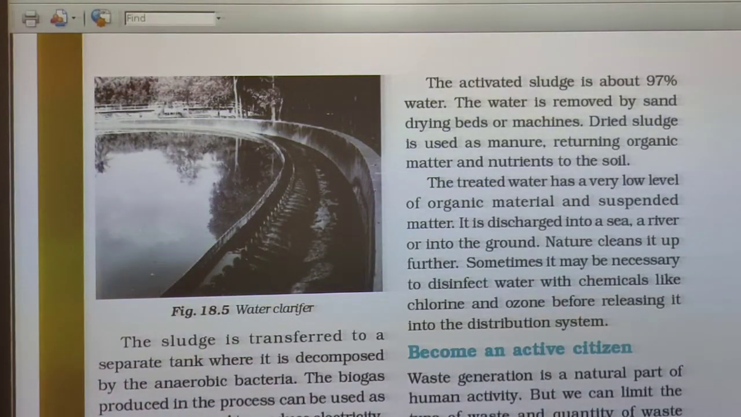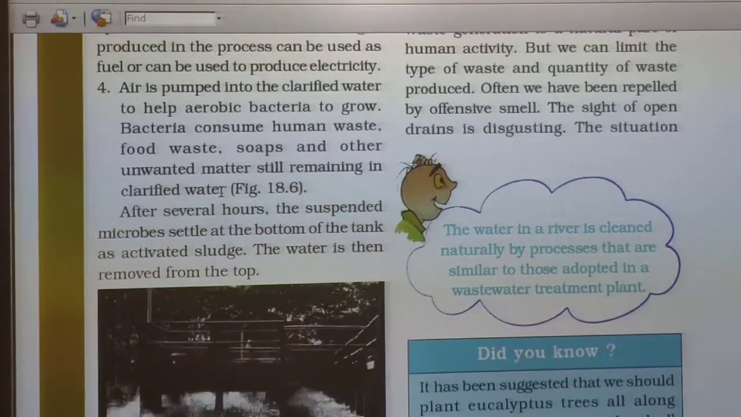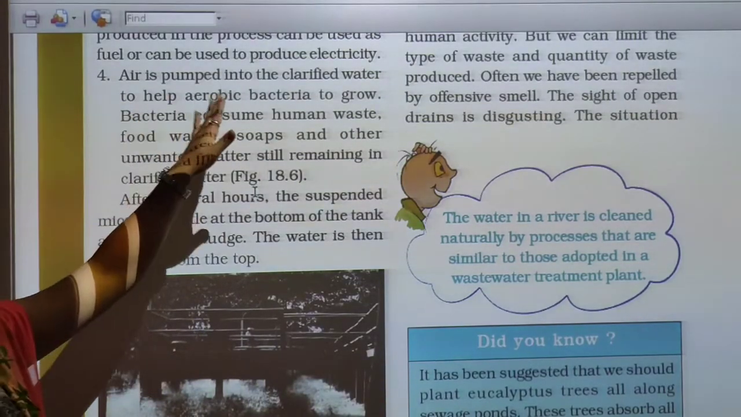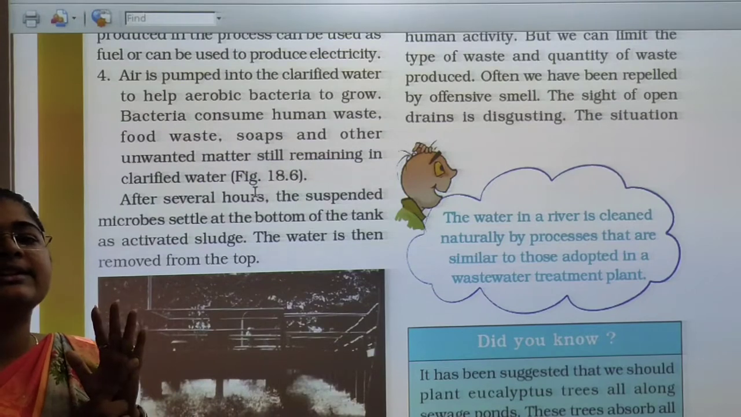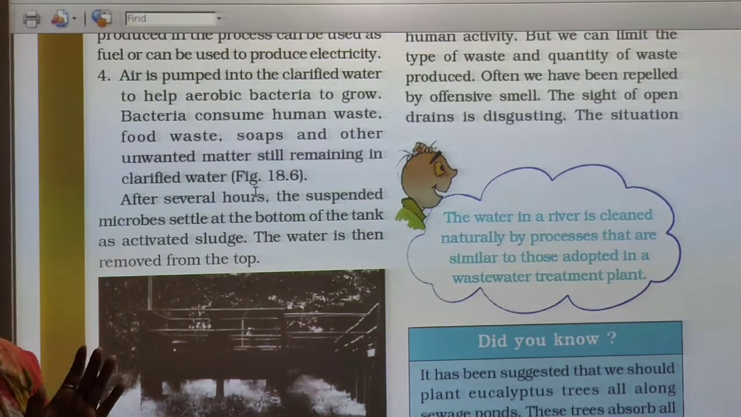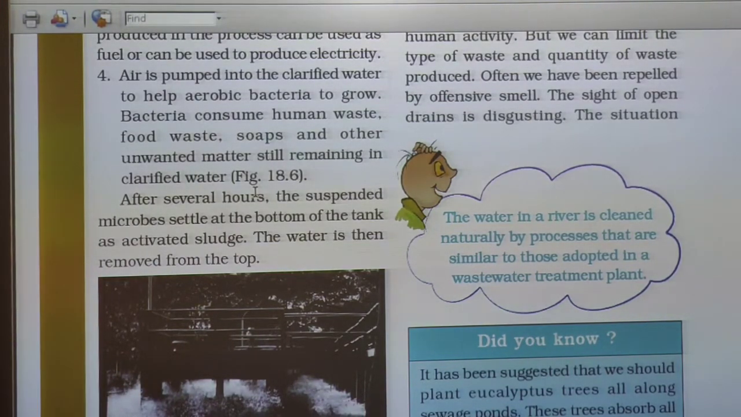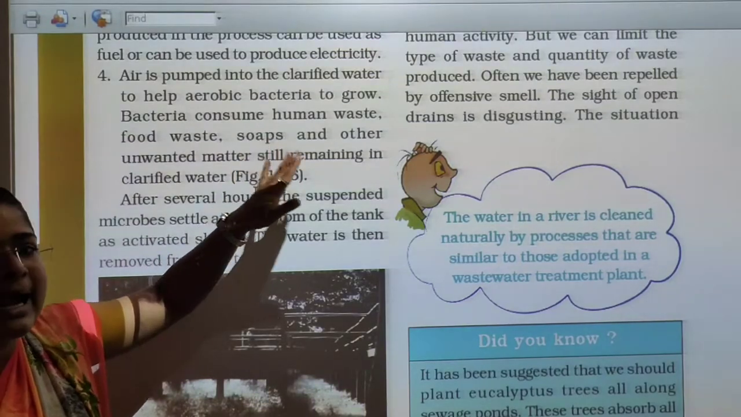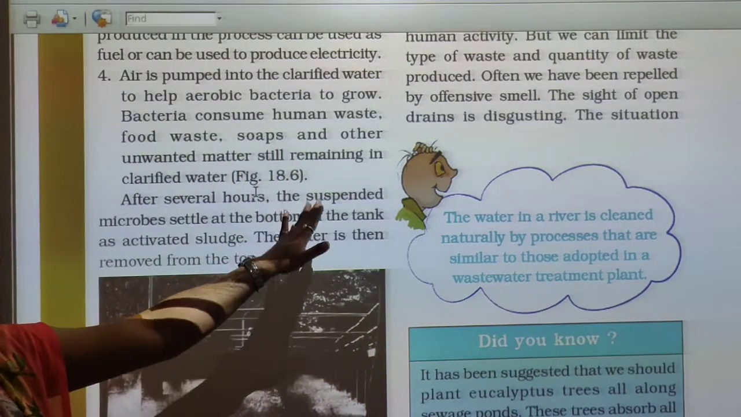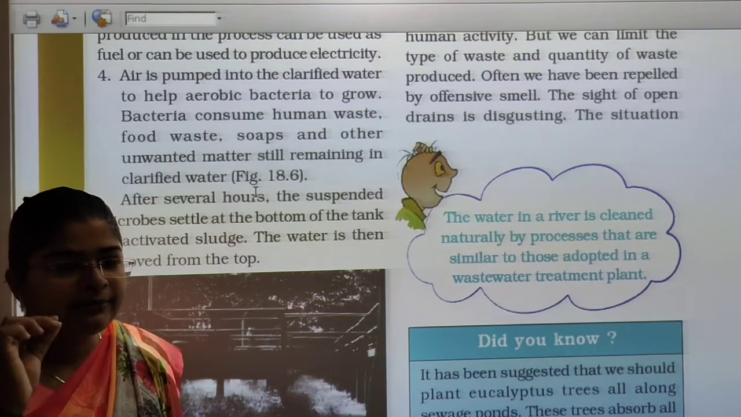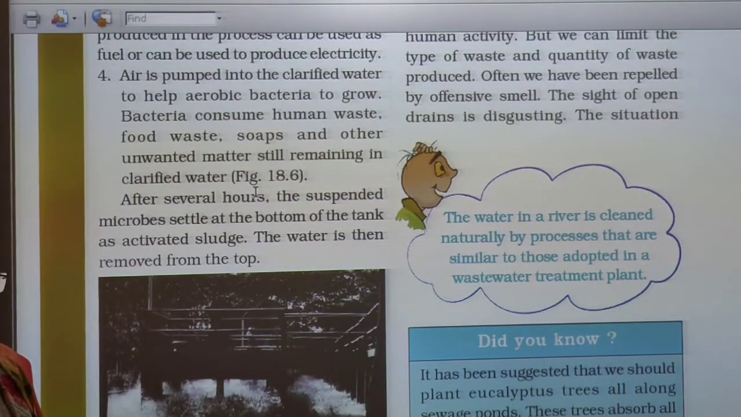Now next step, air is pumped into the clarified water to help aerobic bacteria to grow. In the fourth stage, student, in the clarified water, we add air for the growth of aerobic bacteria. And bacteria consume human waste, food waste, soaps and other unwanted matter still remaining in the clarified water. So in the fourth stage, student, any remaining waste in the clarified water is removed by the bacteria.